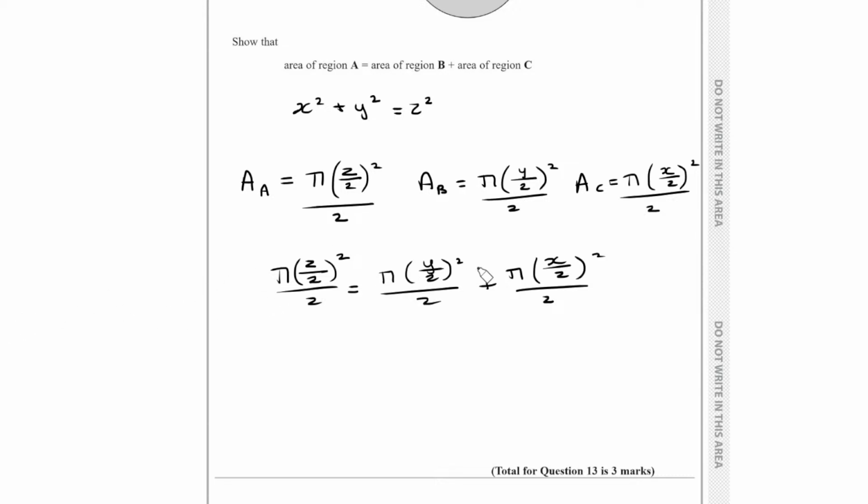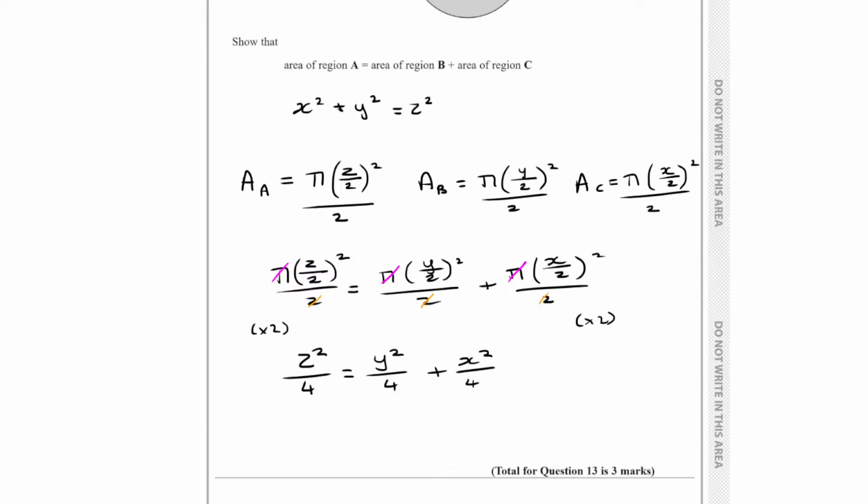So what I thought when I looked at this was, I can just cancel out all the pi. If you were to divide by pi, because all three terms have pi in them, that just cancels. Then I thought, okay, if I times by 2 across the whole equation, that would cancel out all the 2's, wouldn't it? And then I thought, let's actually square them. So z squared over 4 equals y squared over 4 plus x squared over 4.